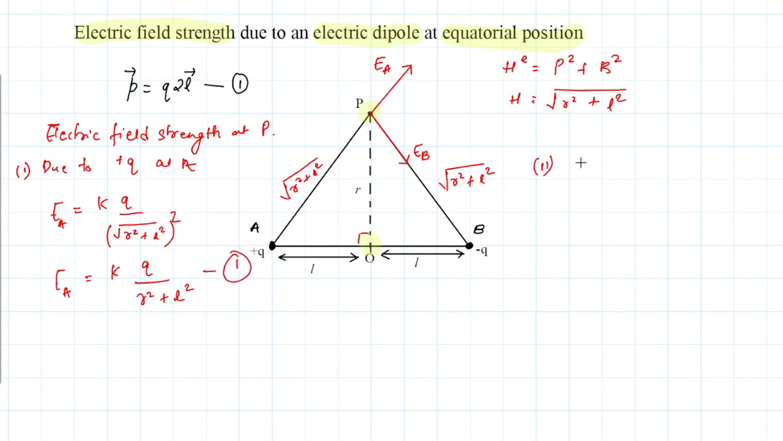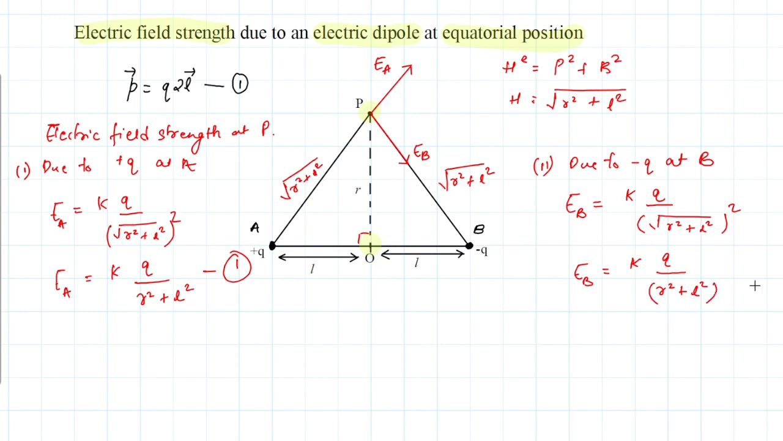Similarly, now here, if I am to write the electric field strength at P due to minus Q at B, therefore I can write EB. I'm giving the name EB because minus Q is placed at B. So EB will again be KQ by root over r squared plus L squared, whole squared, because in this case also, the distance between the charge minus Q and P is again root over r squared plus L squared. So here also the square root and the square will cancel out, and we will get KQ by r squared plus L squared. Now you can give this as equation number 2.